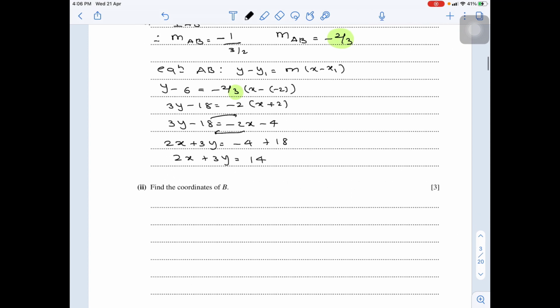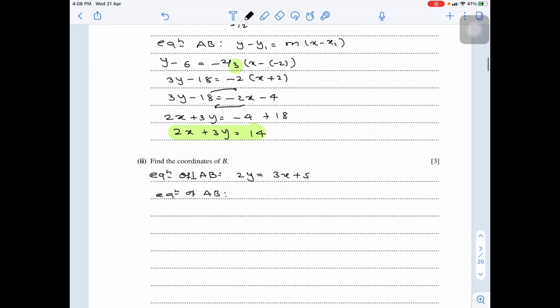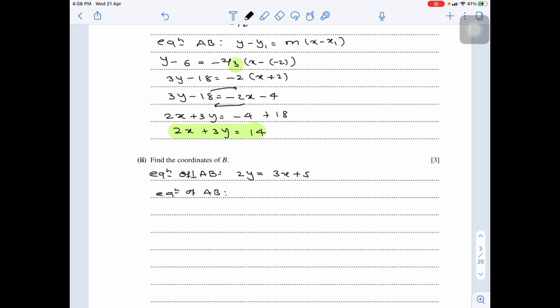Find the coordinates of B. Now we need coordinates of B. Let's try this. Equation of AB. We have 2y equals 3x plus 5. That was the equation of the perpendicular line to AB. Now the equation of AB, we got it. That was that. The perpendicular line had the equation that.